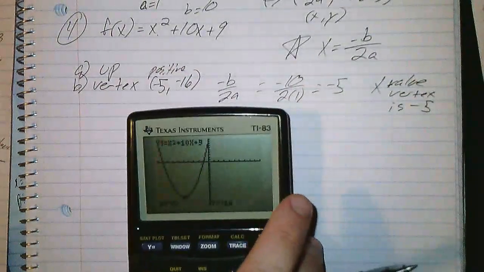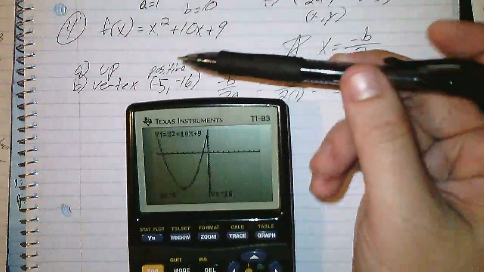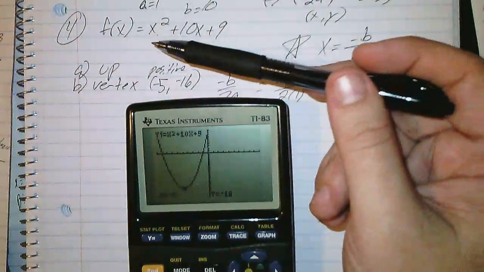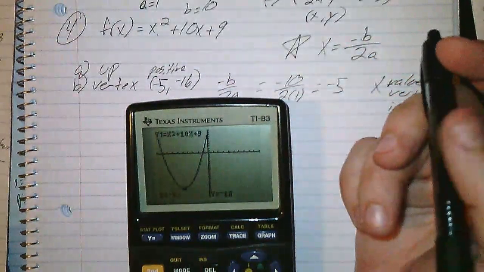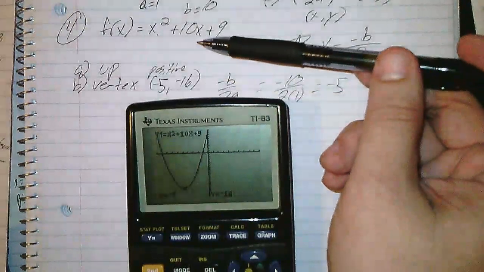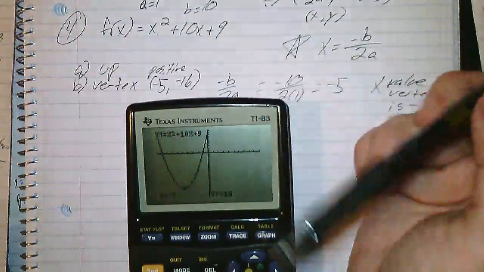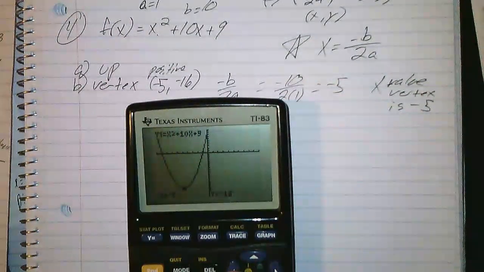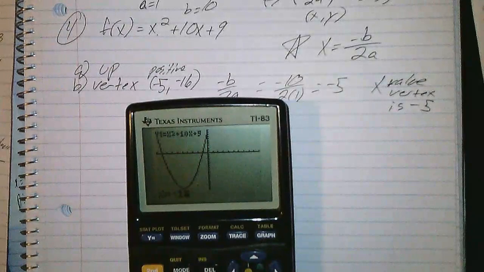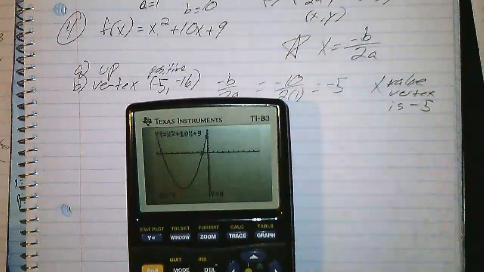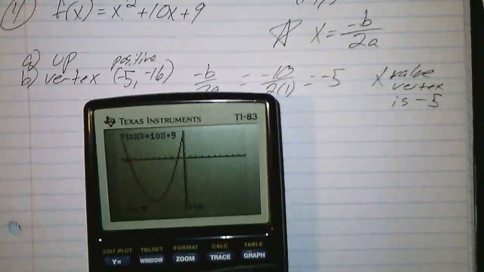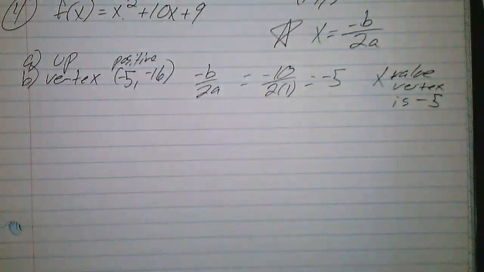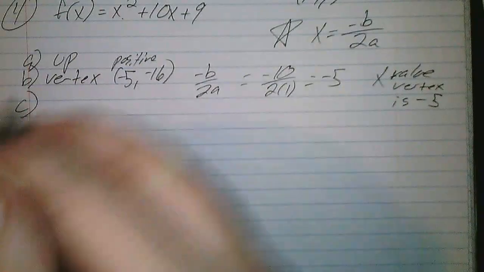And again, we can look at the graph. To solve for the x-intercepts, we would make y equal to 0, and then we're just solving this quadratic. We could factor it. That would be x plus 9 times x plus 1. And when we set those equal to 0, we get x equals -1 and x equals -9. So those are the x-intercepts.